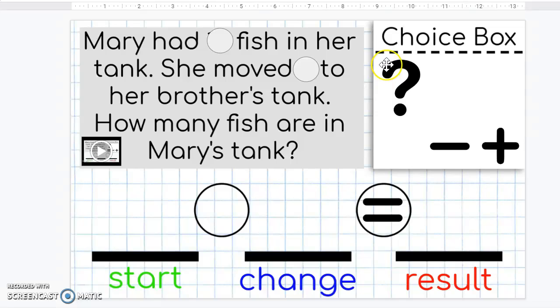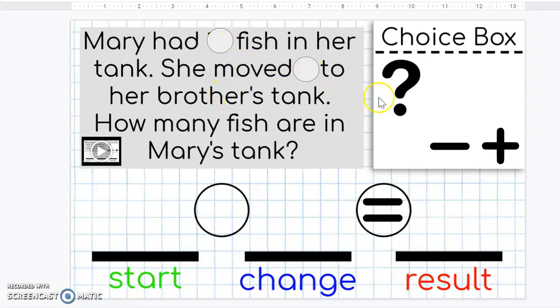After they read it without the numbers, I have them close their eyes and I have them imagine what's actually happening in the story. So go ahead and just practice with me. Close your eyes and I'll read the story to you. Mary had blank fish in her tank. She moved blank to her brother's tank. How many fish are in Mary's tank?